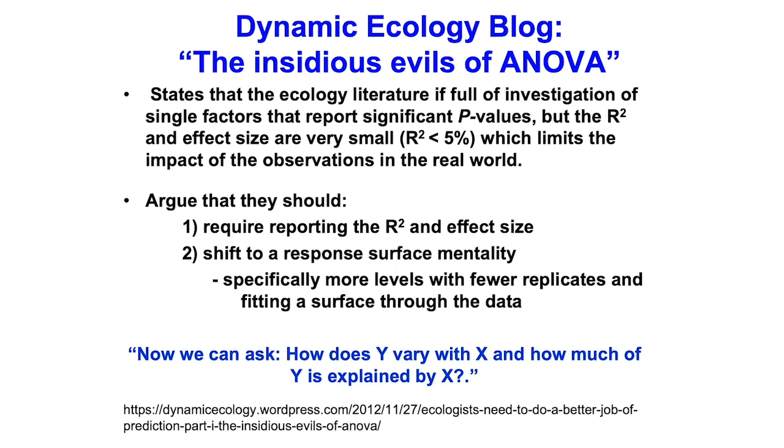So specifically, more levels with fewer replicates, fitting a surface through the data. So the thing is, can we ask, how does y vary with x, and how much of y is explained by x? So this R-squared part basically is saying that even though something's significant, maybe in the real world, it's only explaining a couple percent of the variation, right? So it might be significant, but maybe it's not all that big of a deal.